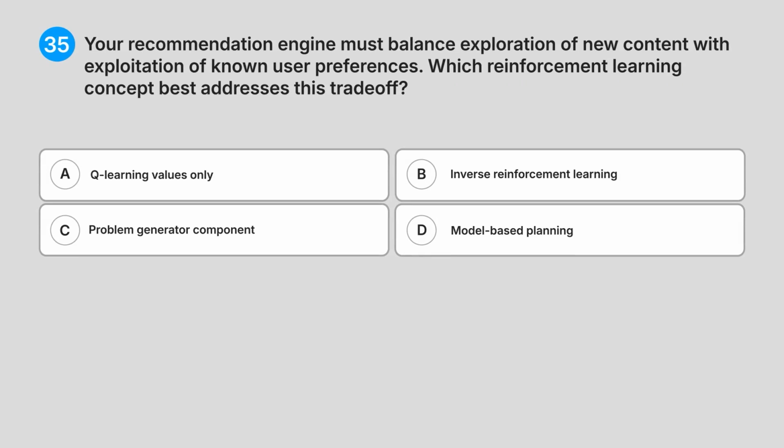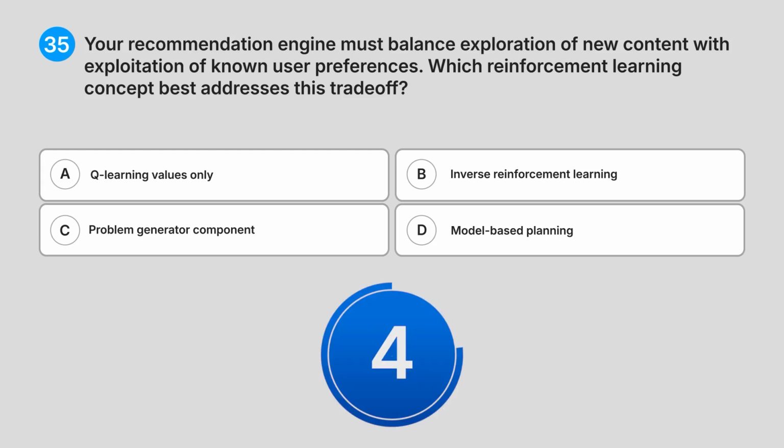35. Your recommendation engine must balance exploration of new content with exploitation of known user preferences. Which reinforcement learning concept best addresses this trade-off? A. Q-learning values only. B. Inverse reinforcement learning. C. Problem generator component. D. Model-based planning. Can you guess the answer?